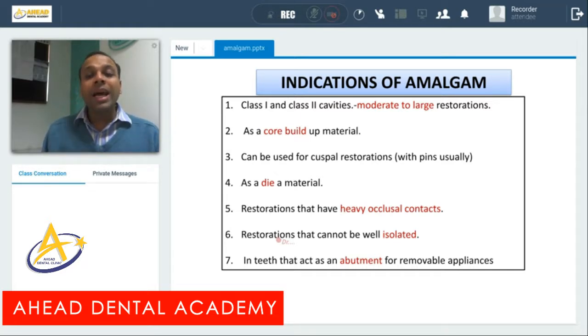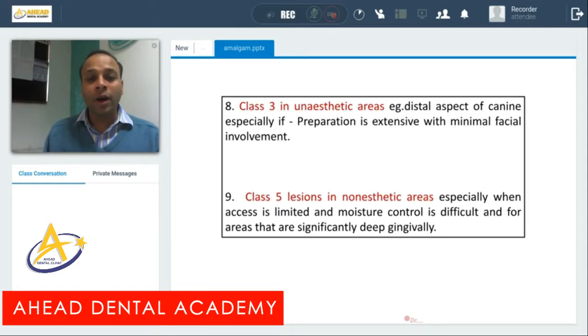Teeth that act as an abutment for removable appliances are also an indication of amalgam. In class 3 cavities, in the non-aesthetic areas, that is the distal surface of the canine, which is not especially visible when the patient is smiling, again we can do dental amalgam. In class 5 lesions, again where aesthetics is not the prime concern, we can go with dental amalgam.